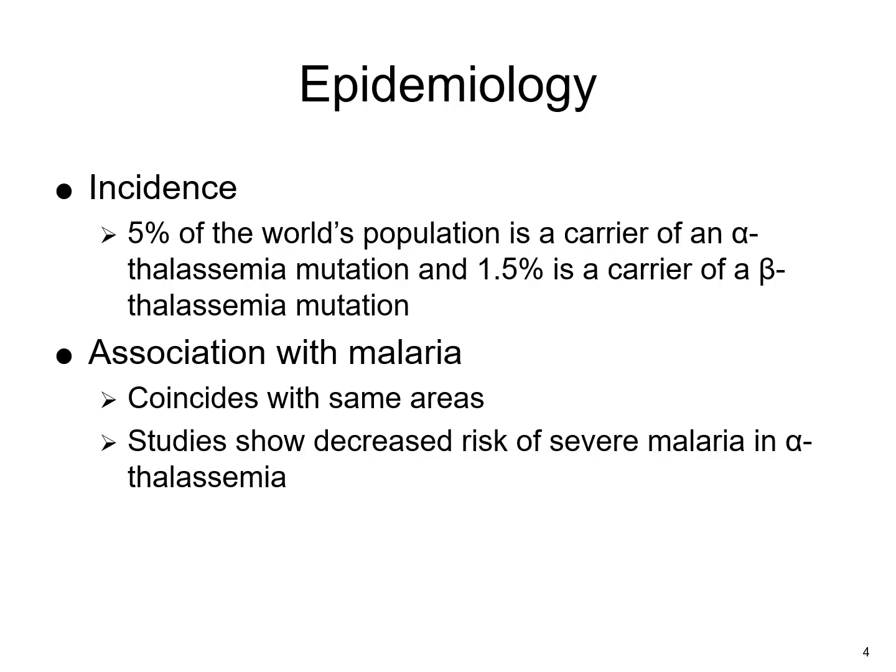There does seem to be a relationship with malaria, as it does have a geographical overlap. The distribution of thalassemia carriers closely coincides with malaria endemic regions. There is a protective effect, so studies suggest that alpha thalassemia carriers have a decreased risk of severe malaria. This is actually an example of balanced polymorphism, where a harmful allele is maintained in the population due to a survival advantage against another disease.